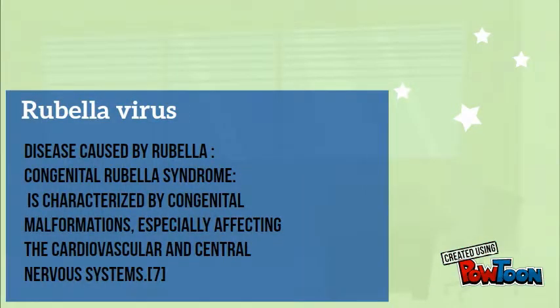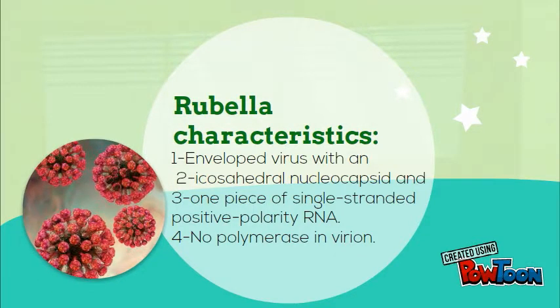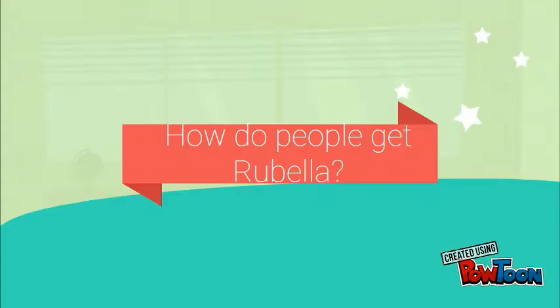In TORCH, R stands for rubella virus, which causes congenital rubella syndrome. It is characterized by congenital malformation, especially affecting the cardiovascular and central nervous system. Rubella virus characteristics: it's an enveloped virus with an icosahedral capsid and one piece of single-stranded positive polarity RNA with no polymerase enzyme.